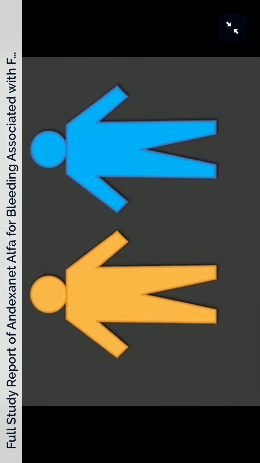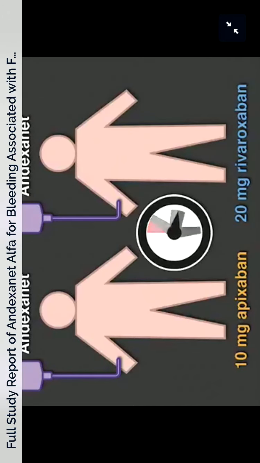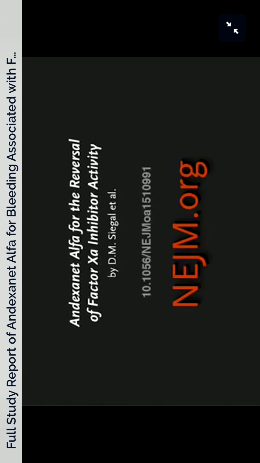The authors conclude that andexanet reversed the anticoagulant activity of apixaban and rivaroxaban in healthy older volunteers within minutes and for the duration of infusion, without evidence of clinical toxicity. Full trial results are available at nejm.org.